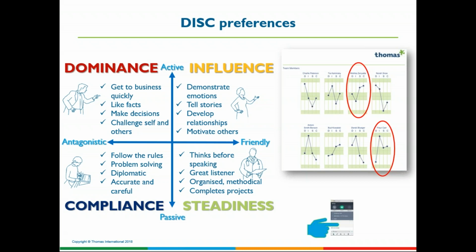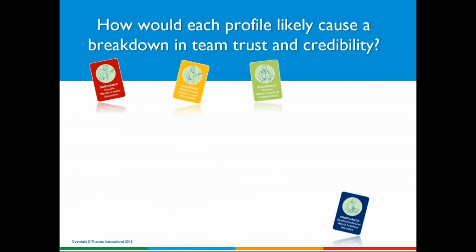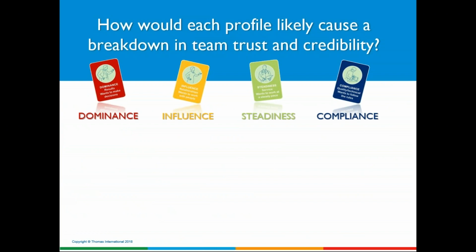So let's take a look then at reasons why each profile might have caused a breakdown in trust and what they need to do in order to restore it. And we will go further into Mishka and Fleur. Each profile factor has potential limitations that could cause a break in trust and in credibility.